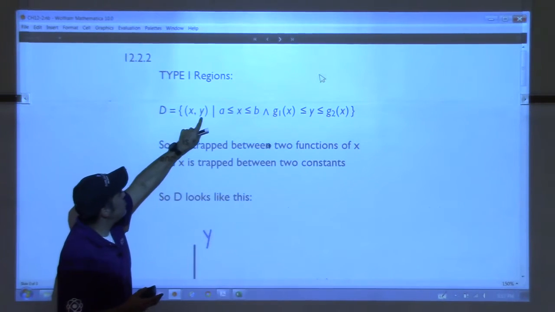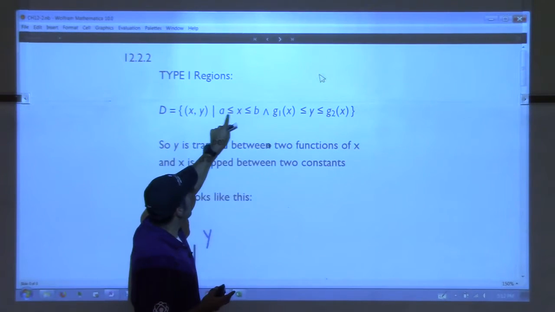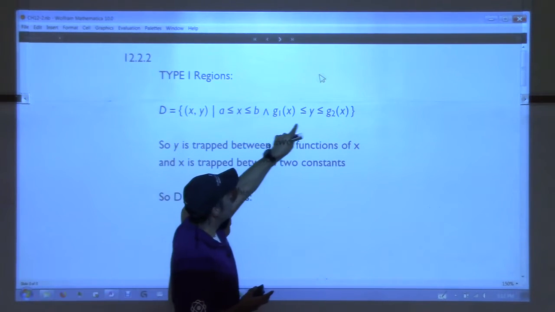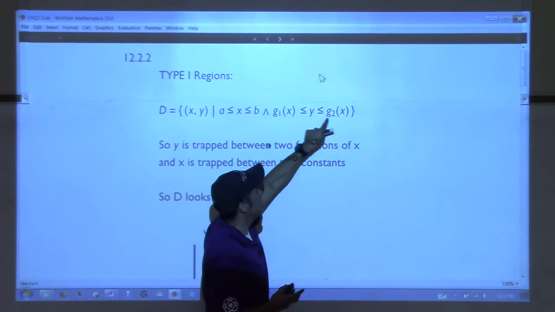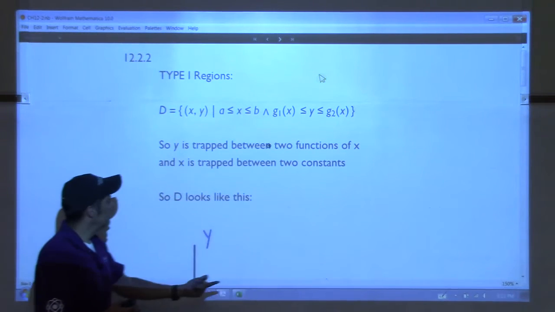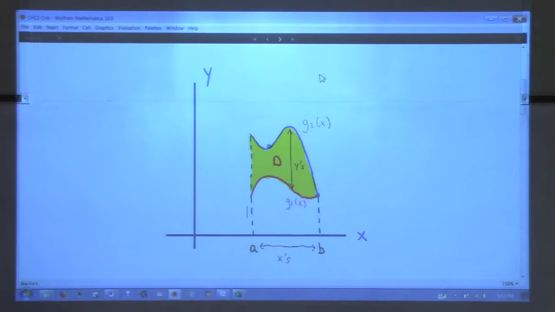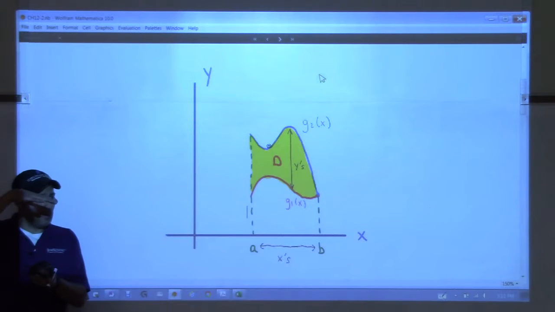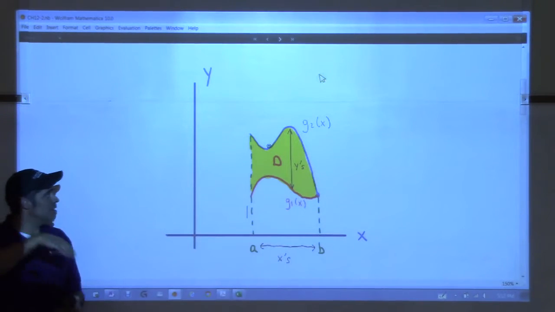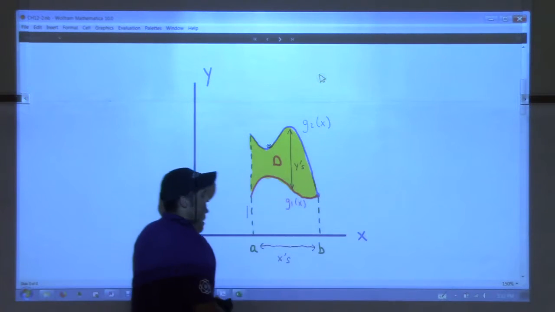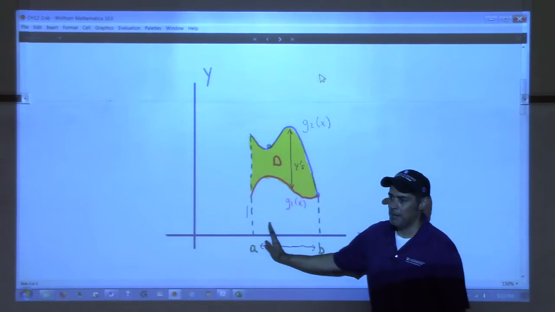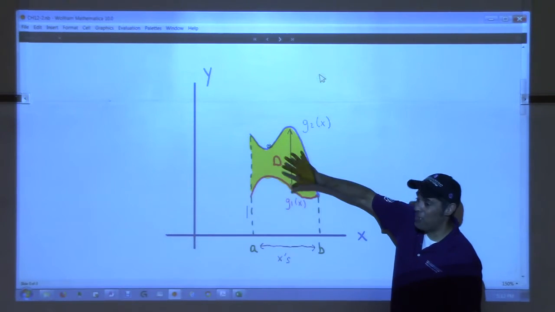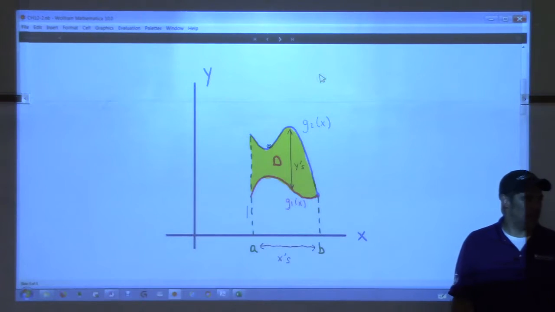It's all points x and y such that your x is stuck between 2 constants. That looks familiar, right? x is between 2 constants. But now, your y is not between 2 constants, it's between 2 functions of x. So look at the picture. That should look a lot like Cal 2, like the area between 2 functions, right? You have a top function, a bottom function, and then your x's are between a and b. So if our region on the ground, the domain, looks like this, it's called type 1. All right?